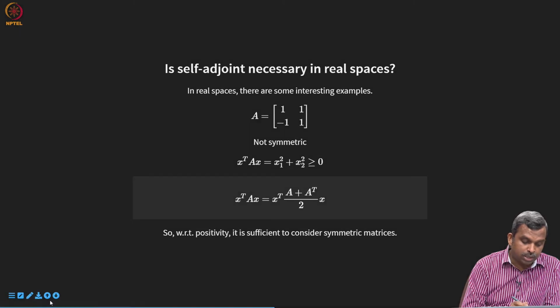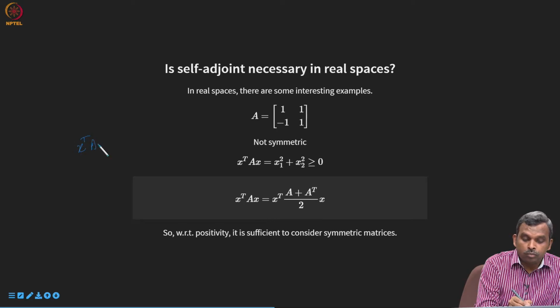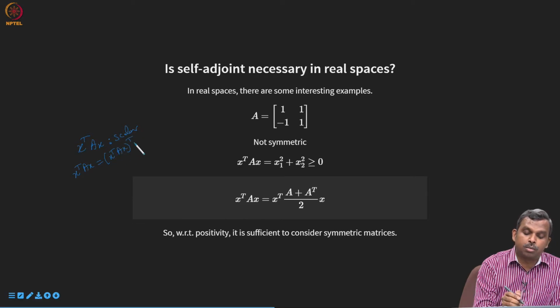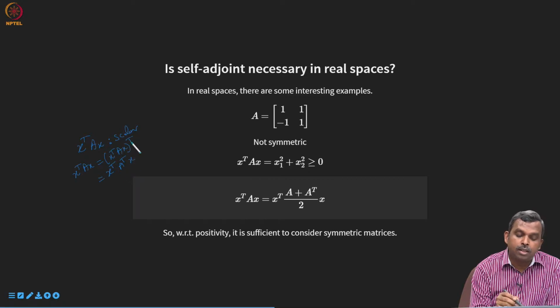So how do I prove this? This is actually not very hard. If you do x transpose Ax, it's actually a scalar. So x transpose Ax is the same as (x transpose Ax) whole transpose, because it's a scalar, 1 by 1, so it's equal to its transpose. And that is the same as x transpose A transpose x. When you have a product of 3 matrices and you take the transpose, you have to reverse the order. First x gets transposed, then A gets transposed, then x transpose gets transposed, and you get this. So these two are equal.